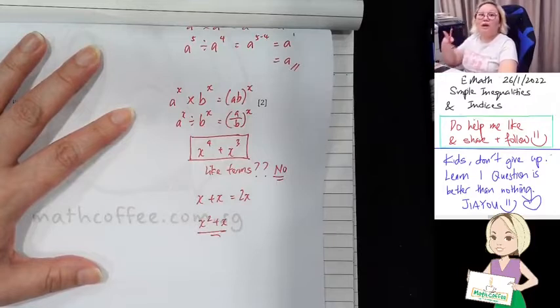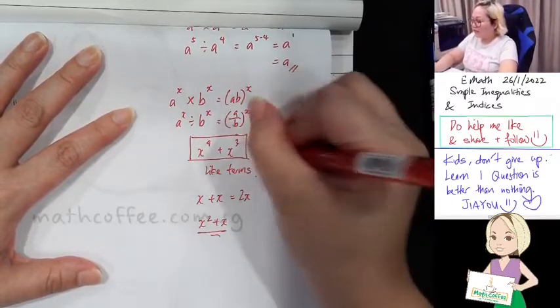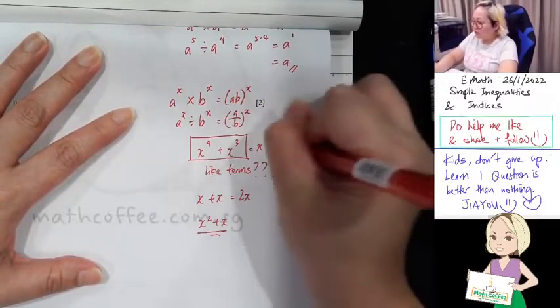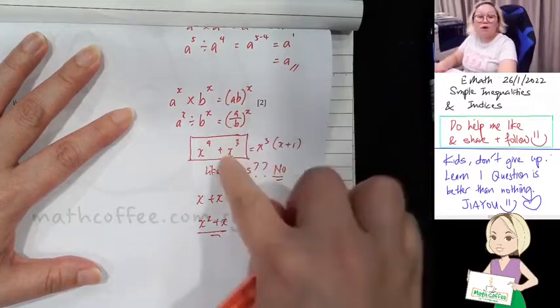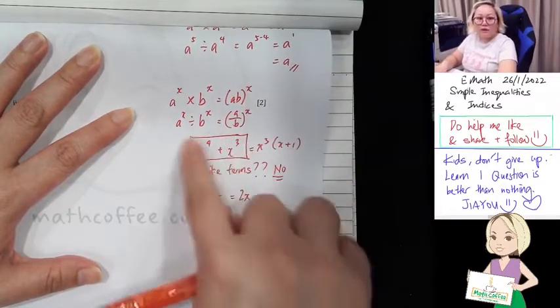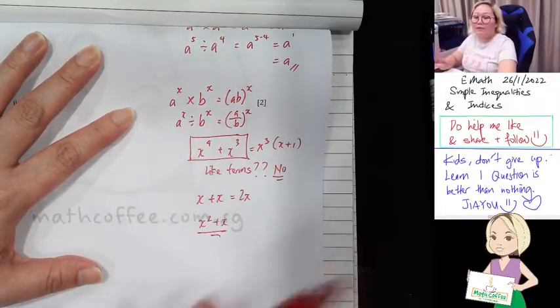Okay? But you can only factorize. If they ask you to factorize, yes, you can factorize. Take out x³, you left with x plus 1. Okay, you can only factorize, but you cannot simplify by adding them because they are unlike terms. Understand?